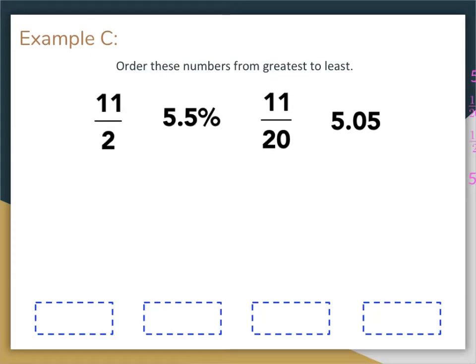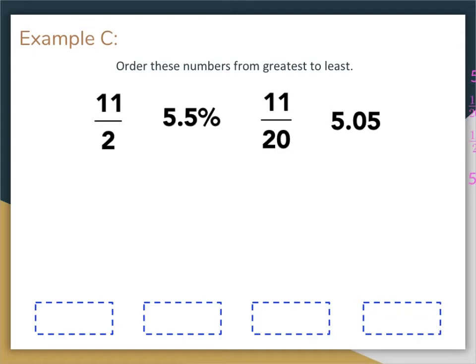Here we are at example C. It says order these numbers from greatest to least. So I've got 11/2, 5.5%, 11/20, and 5.05. So good news, there's a large range of numbers here, so we might be able to use some benchmarking and save ourselves some time. So just looking at my numbers, I know that I've got 11/2, so that's going to be way more than 1. 5.5% is a really small number, real small percentage. 11/20 is a little bit more than half, and 5.5 is again way more than 1.